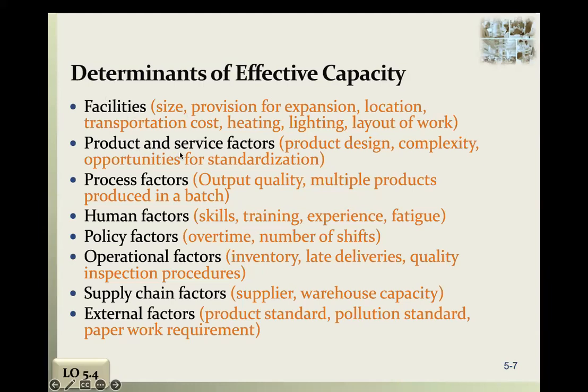So that's what facilities are. And the next thing is product and service factor. In general, product design and complexity and opportunities for standardization also affect capacity. So if a product is relatively simple, if it does not require many components, then capacity would be higher, because if processes are simple and straightforward, they can be standardized. But on the other hand, if the product is complex, it requires multiple components which need to be assembled, then capacity would be low.